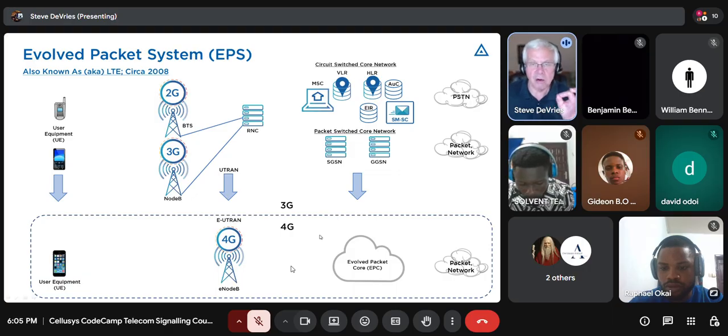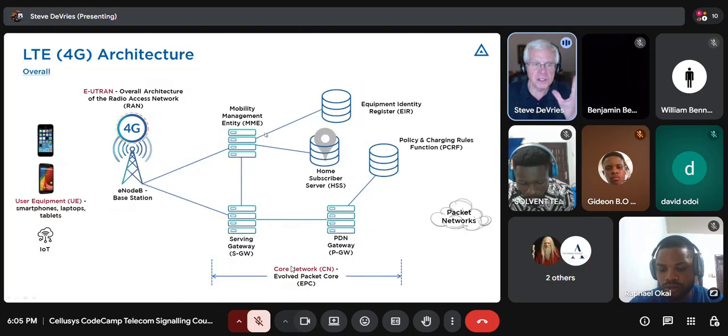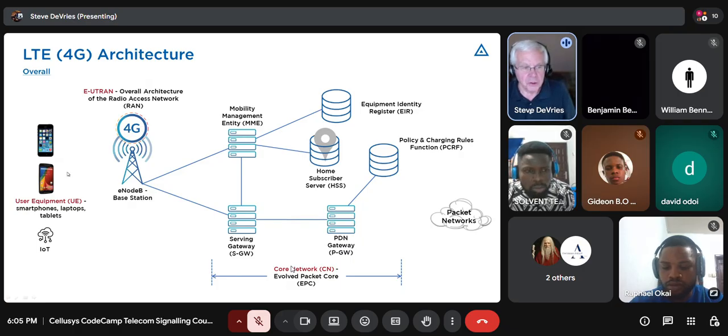So your core network is now called the EPC. And this is the Evolved Packet Core. So your user equipment, of course, is here. And that's not just mobile phones. That could be smartphones, laptops, tablets, Internet of Things devices. Your base station is now, like we said, called the E node B. And this is your core network.